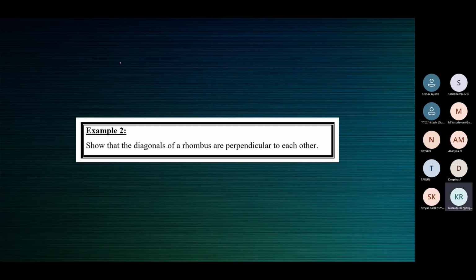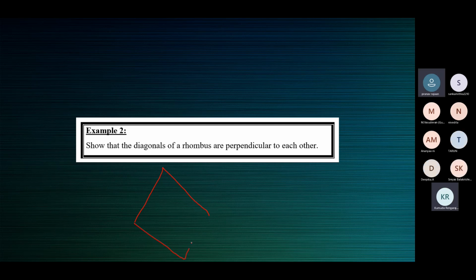Pranav, are you there? Ma'am, yes, ma'am. Pranav, tell us how do you prove that these two triangles are congruent? What, ma'am? 1 minute, 1 minute.